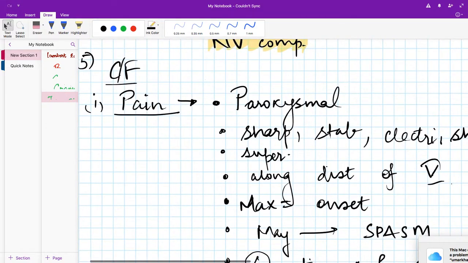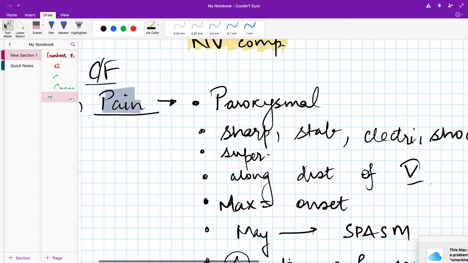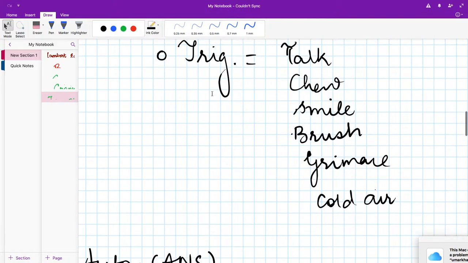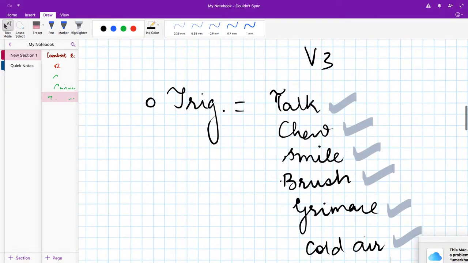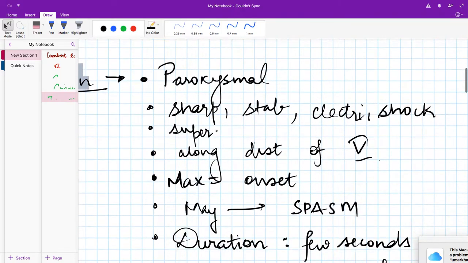Clinical feature, the most important is pain, and the second will be a few autonomic symptoms. So we have to keep our highlight on pain. This pain is paroxysmal, it happens all of a sudden, but it does have certain triggering factors such as talking. Obviously the person cannot sit like dumb, he will talk. So such basic things like talking, chewing, smiling, brushing, grimacing, and even a current of cold air. It's very difficult to avoid these factors, therefore it is paroxysmal, all of a sudden abruptly it will happen.